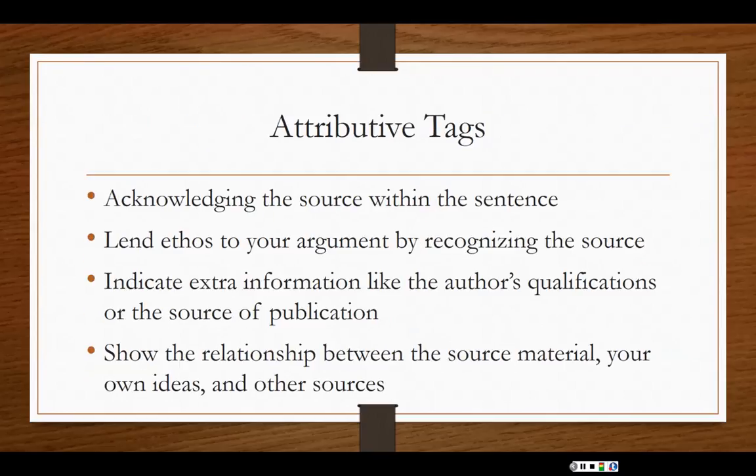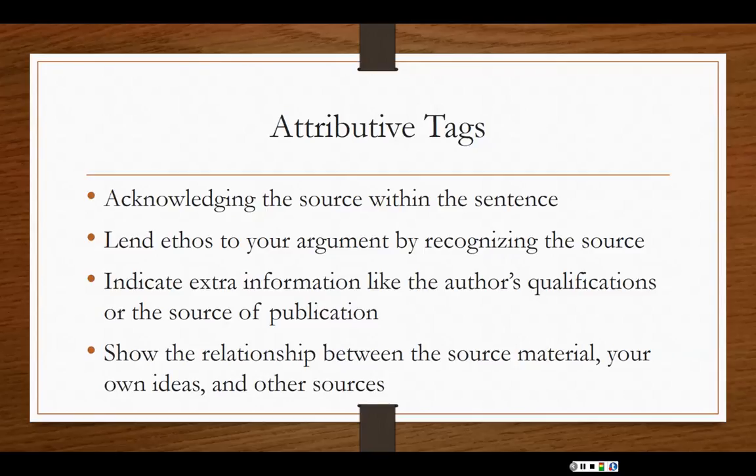No matter which kind of integration you're using, one way to introduce information from the source is to use an attributive tag. That's where you acknowledge the source within the sentence. So you say, according to Jim Johnson, or in an essay written by Maria Thomas. So you're acknowledging that source. Doing this lends ethos to your argument. You're showing where your sources are from. You're recognizing them. You can also add extra information like the author's qualifications or the source of publication.